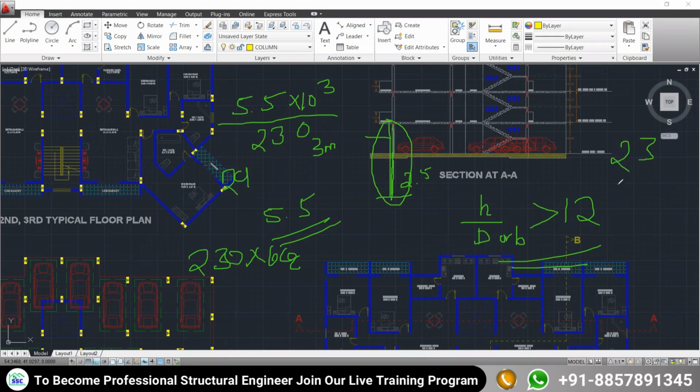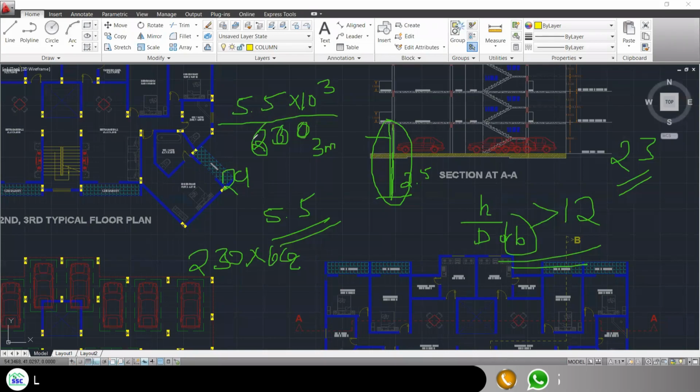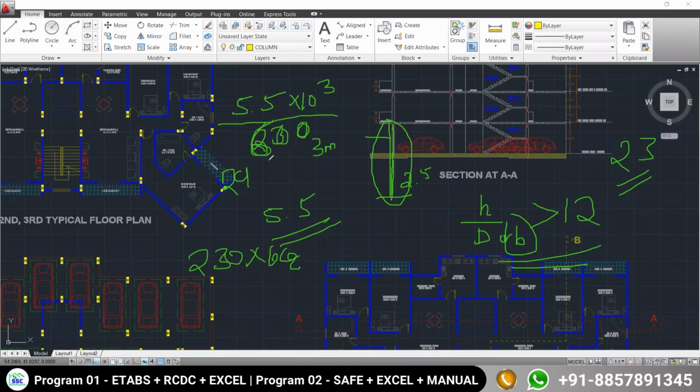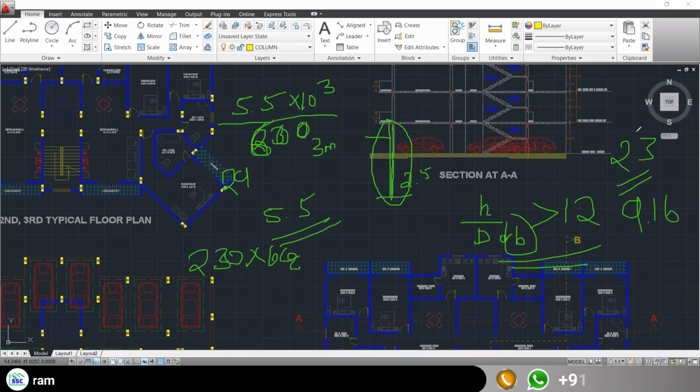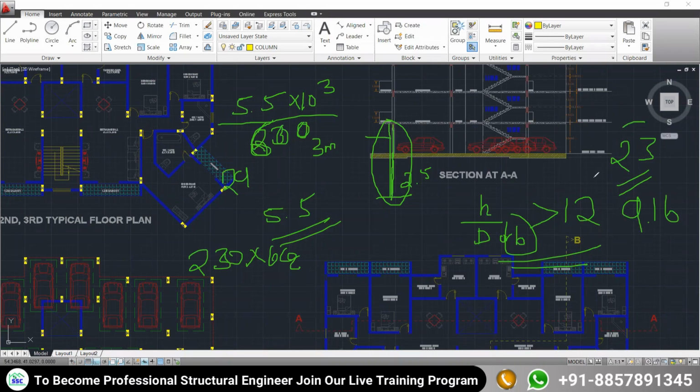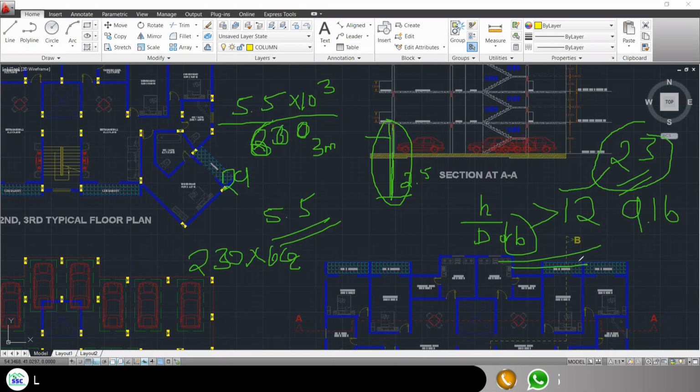Whether it is a long column or short column? Long column, about its width. Now change it to 600 and let's check with this. 9.16 something. So if it is coming out a long column about any one dimension, that is also very critical. It means overall we are going to consider it a long column. तो ये आपका problem हो गया.